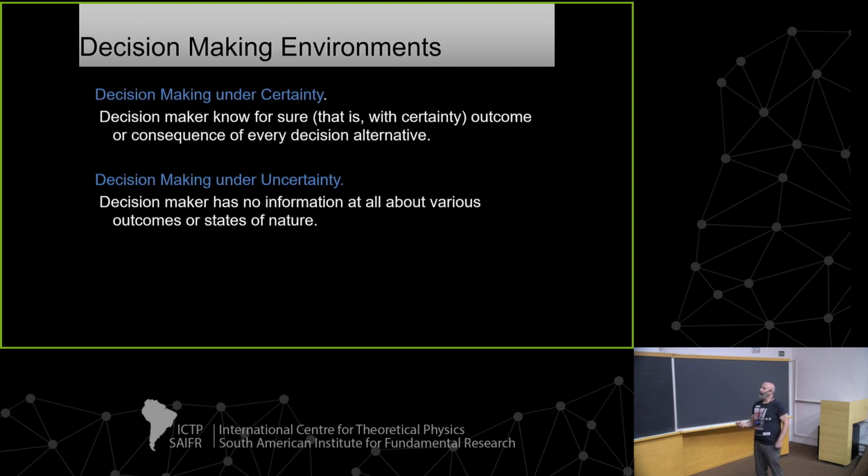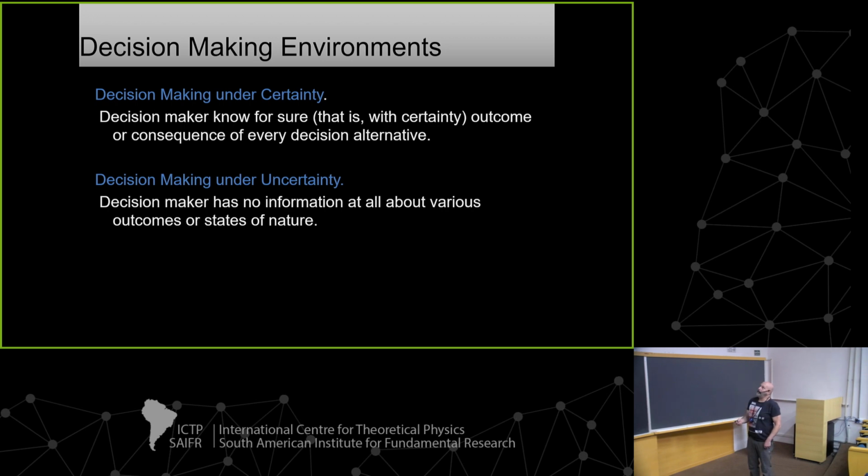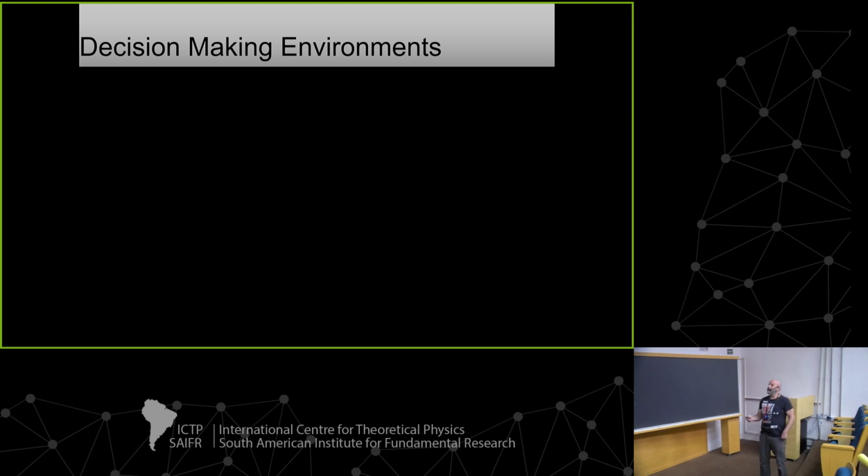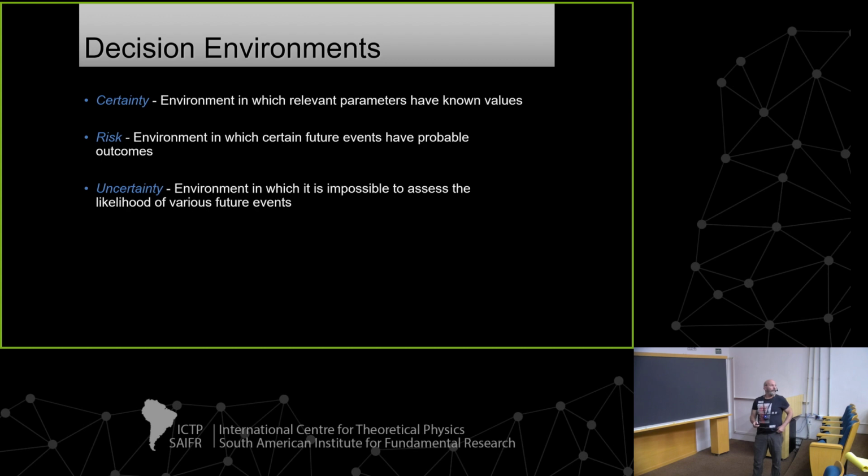Decision-making under certainty is when a decision maker knows for sure the outcome or consequences of every decision alternative. In the last scenario, the uncertainty one, some people tend to go to that place even if it is awkward. Even though you are trying to minimize risk, you know that if you take risk, your reward could be better.